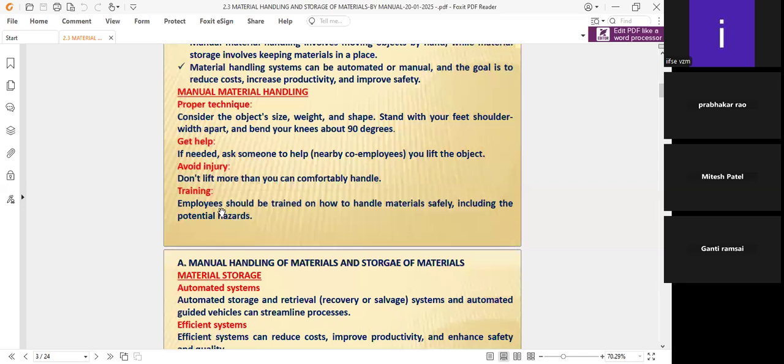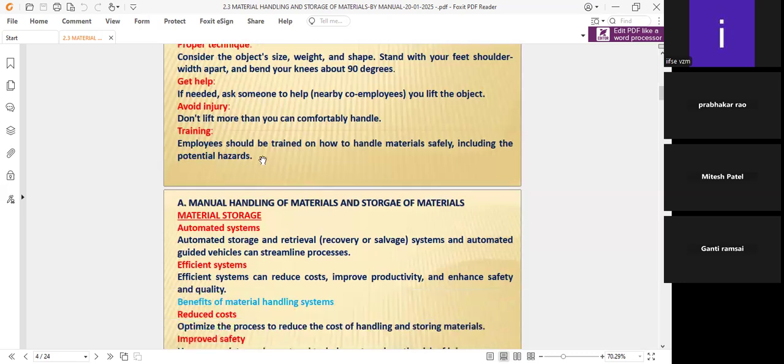This is a common point: employees should be trained on how to handle the material safely, including the potential hazards. So we have to tell people not only the position of lifting goods from the ground level to the required place, but also what the potential or expected hazards are if the materials are not handled safely. That is also one of the topics to be taken care of while training employees with respect to manual handling of storage and materials.